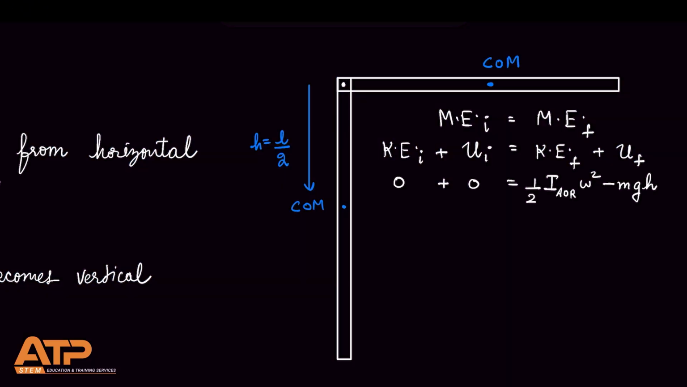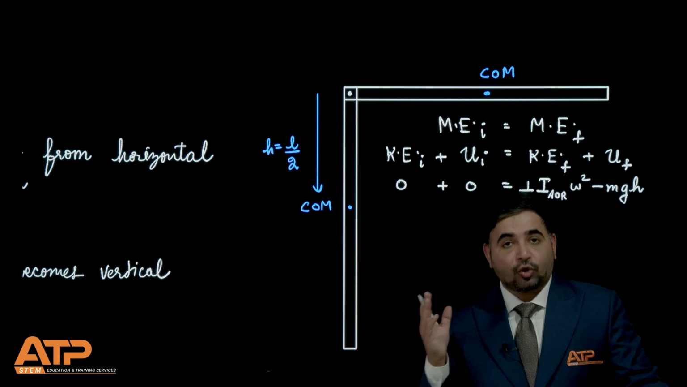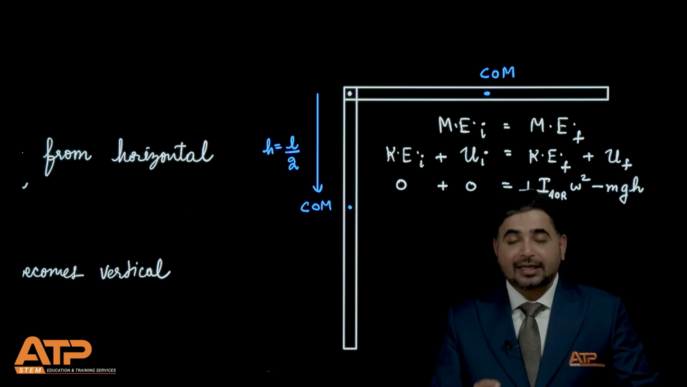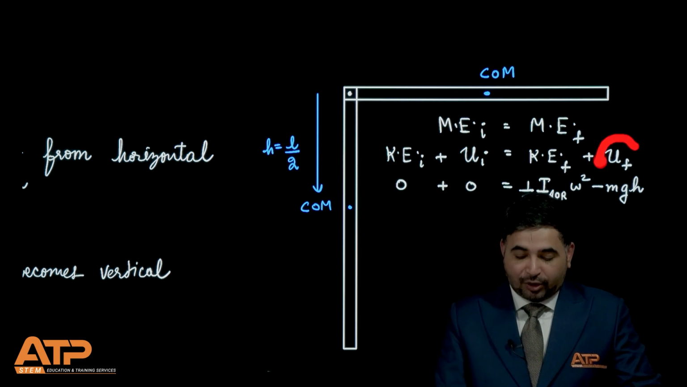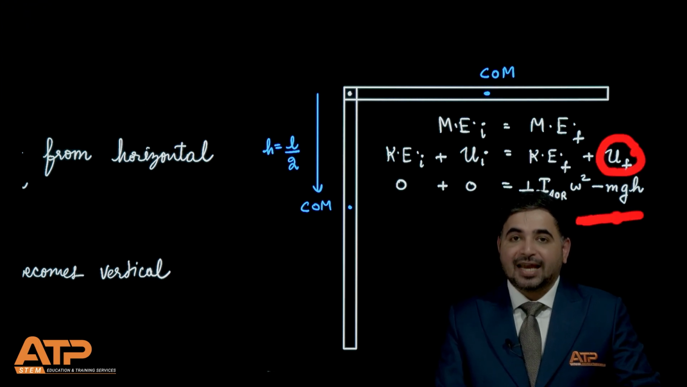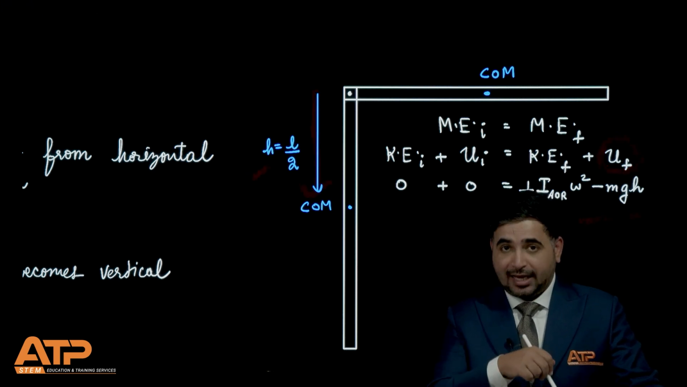What is initial kinetic energy? 0, because we are starting from rest. Initial potential energy also 0. I'm assuming this to be the reference. You can assume your reference anywhere in the question. For the sake of convenience, I'm assuming it here. So my initial potential energy is 0. Final kinetic energy, since I need only total, it is convenient to write half I about axis of rotation omega square. And final potential energy minus mgh, because it is moving down by distance h, which is L by 2.